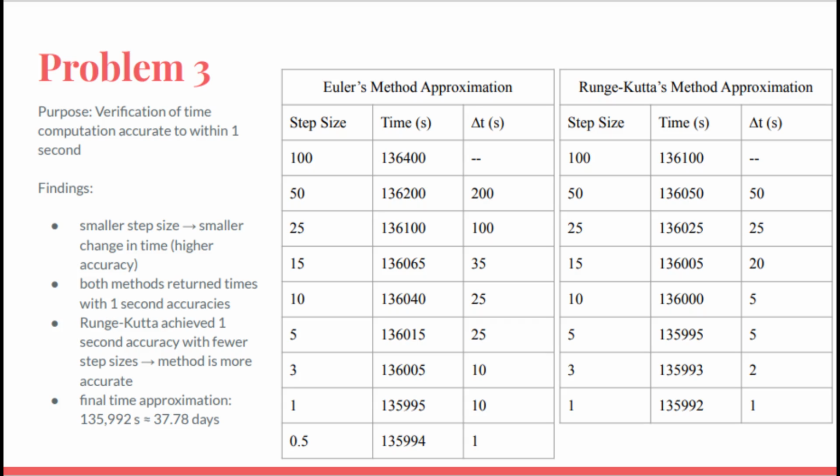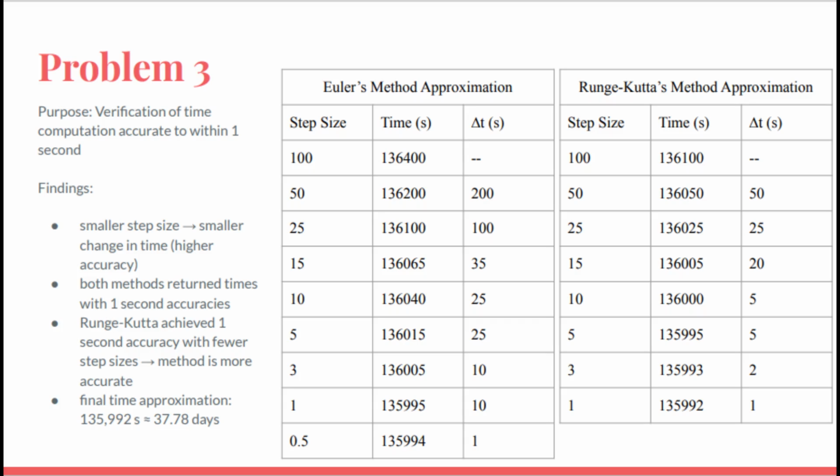Problem 3 asked us to verify the time taken to reach the escape capsule with an accuracy of 1 second. Based on the results of Euler's method and Runge-Kutta's method approximations, it can first be noted that the accuracy improves as the value of the step size decreases. As the step size becomes smaller, so does the change in time, or delta t. This means the time approximation is becoming increasingly accurate. Since a delta t of 1 can be seen in each table, it can be said that both methods return times with accuracies of 1 second.